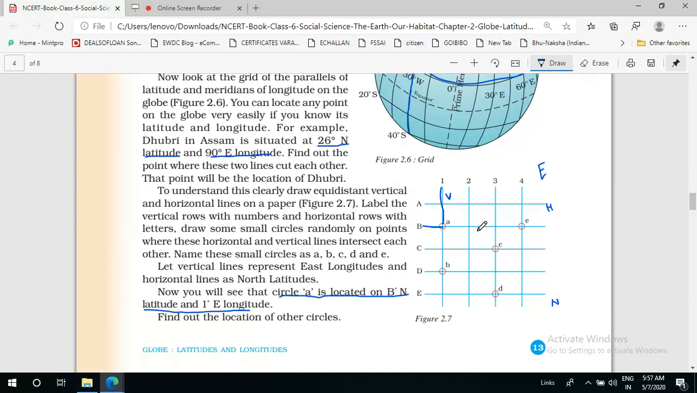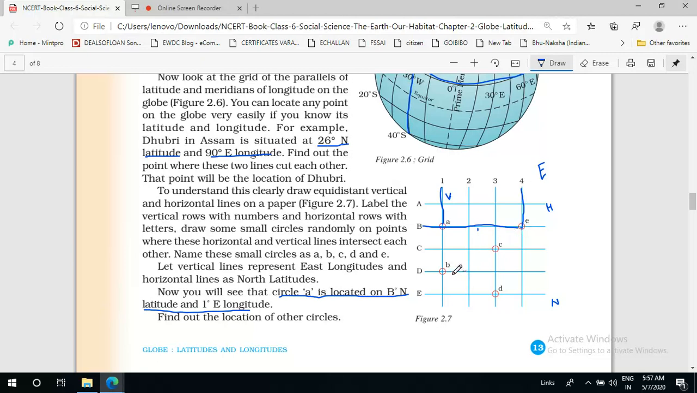In the same way, look at this picture. E is also located on B degree N, isn't it? E is also located at the same latitude on which A is located, but their longitudes are different. A was located at 1 degree east longitude and E is located at 4 degree east longitude. So what we are seeing is that their places are different.